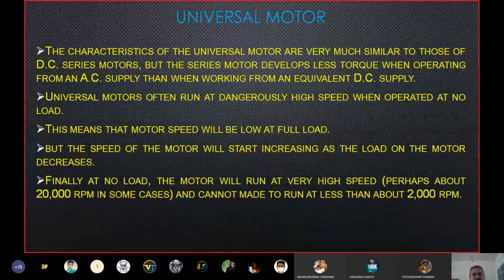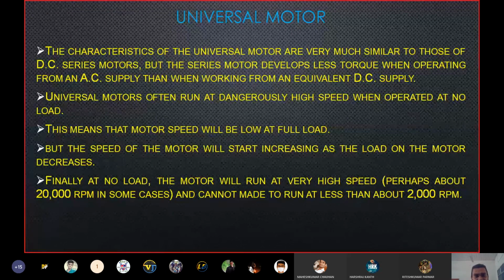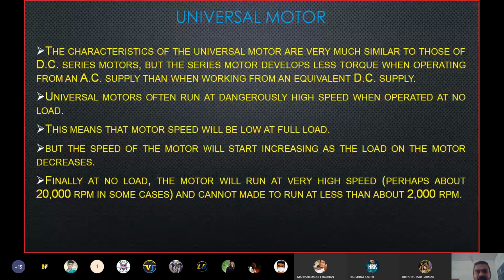Okay, the characteristics of the universal motor are very similar to those of the DC series motor. It looks like a DC series motor, but the DC series motor develops less torque when operating from an AC supply. The universal motor operates on both AC and DC, and develops almost the same torque whether the supply is AC or DC.